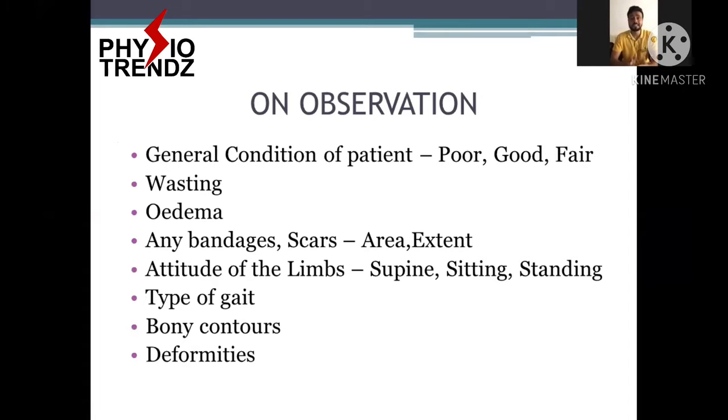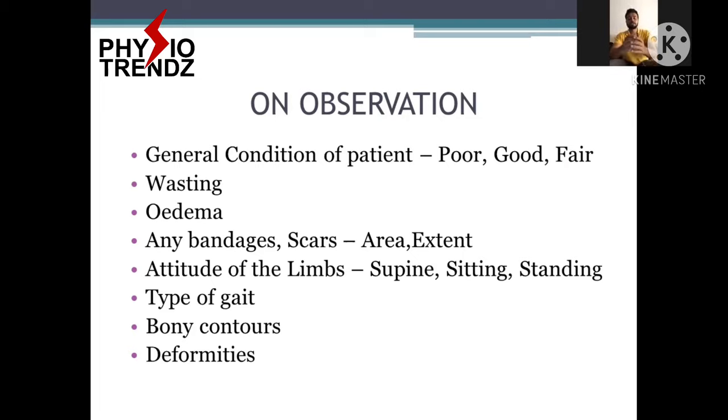Once the history part is over, we continue with the observation. Now, this is the point from where physiotherapists have to be very conscious about their patients, all the behaviors, how they are performing the activities. That is why a few points are given on what all things have to be observed in the observation part. The first is the general condition of the patient, whether the patient's condition is poor, good or fair. Also in medical terms, we can call it ectomorphic, mesomorphic and endomorphic, which is again relevant to the BMI of the patient, whether the patient is thin, moderately built or obese.